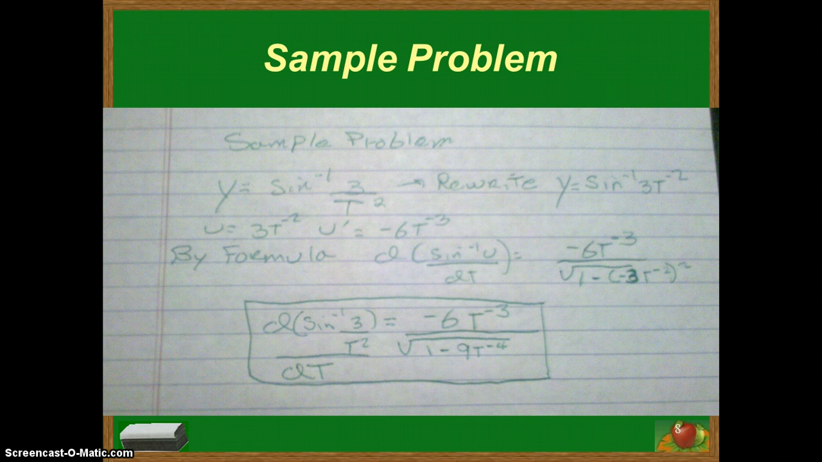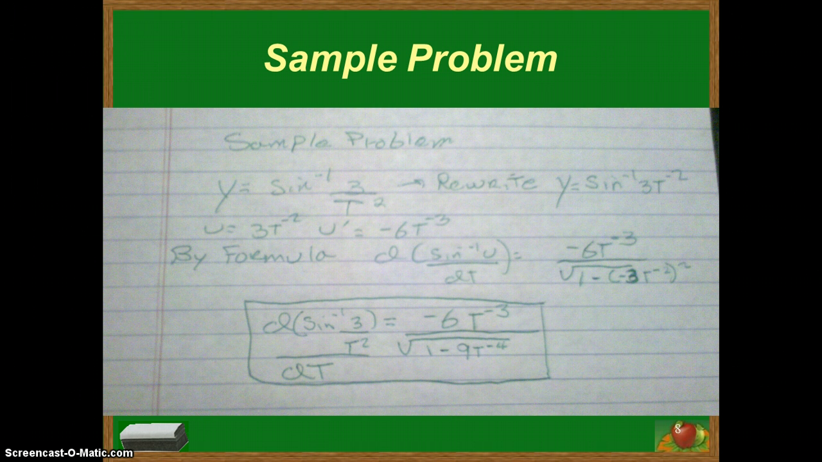Here's a sample problem. Let's say that y equals the arcsine of 3 over t squared. First thing I do is I rewrite it as y equals arcsine of 3t to the negative 2. I let u be 3t to the negative 2. Therefore, du dt, or u prime, would be negative 6 t to the negative 3. By the formula, the derivative of arcsine of u with respect to t would be equal to u prime, that's negative 6 t to the negative 3, all over root 1 minus the quantity 3 t to the negative 2, that's u squared.